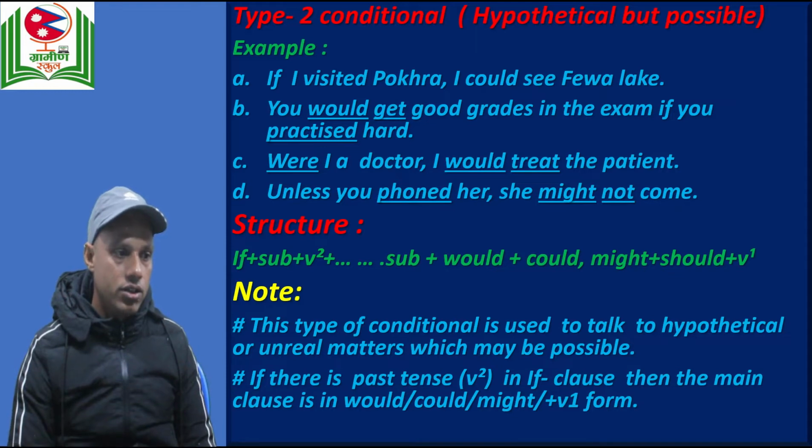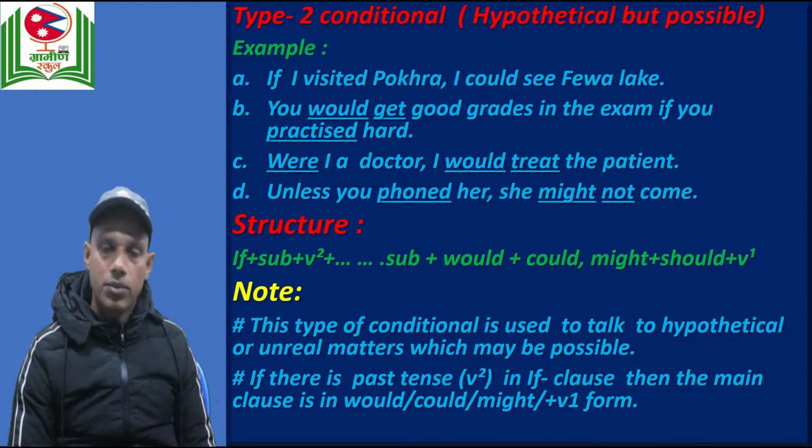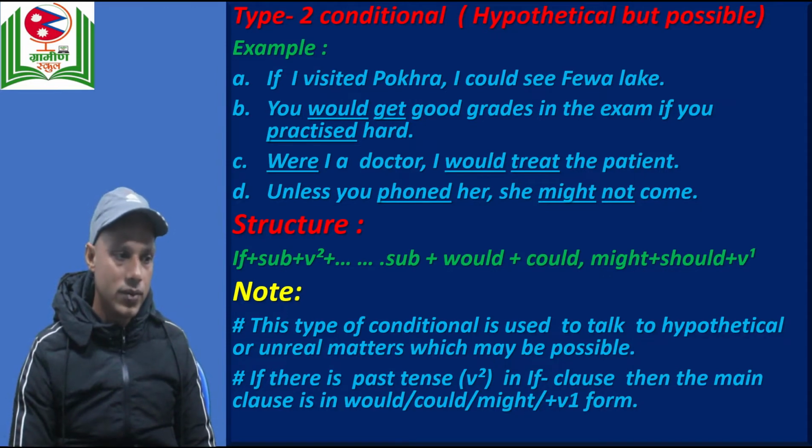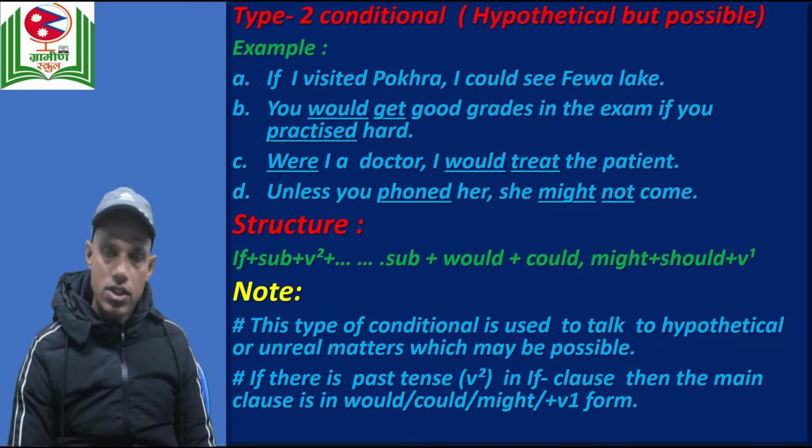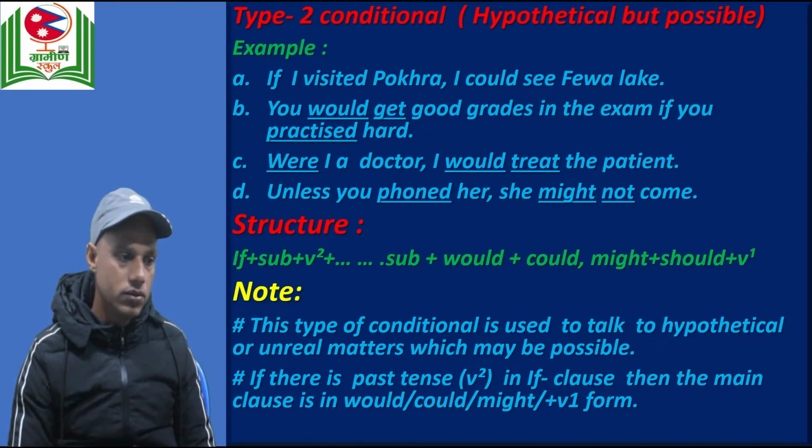Number C, were I a doctor, I would treat the patient. Unless you found her, she might not come. Yes, you can notice the verbs that have been underlined in the above examples, right? This type of conditional sentence is used to talk about the hypothetical things, right? So you can use the structure as given over here. Yes, if clause is in past tense, that is we use simple past tense with the subject, and main clause is in subject plus would, could, might, should plus verb 1 form.